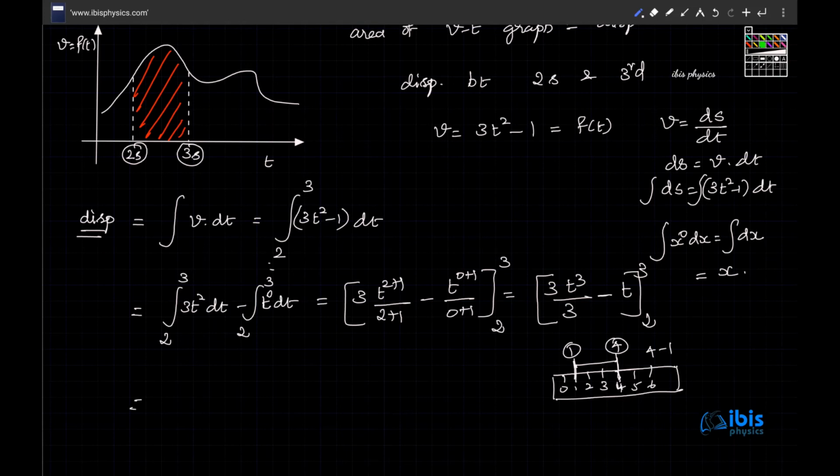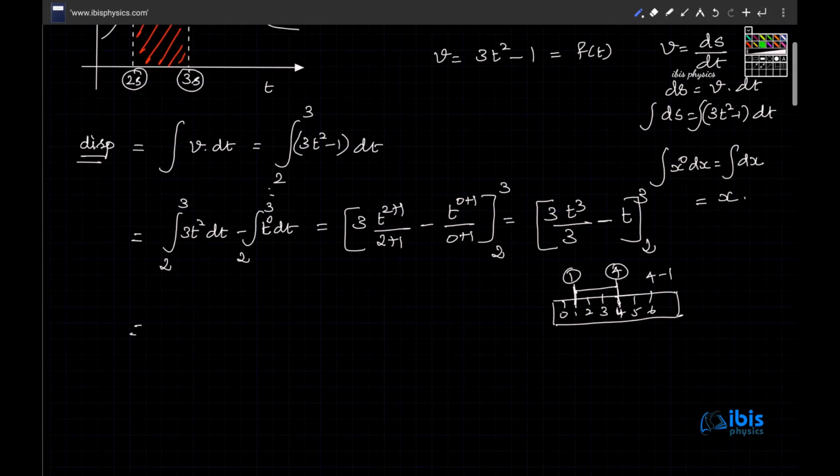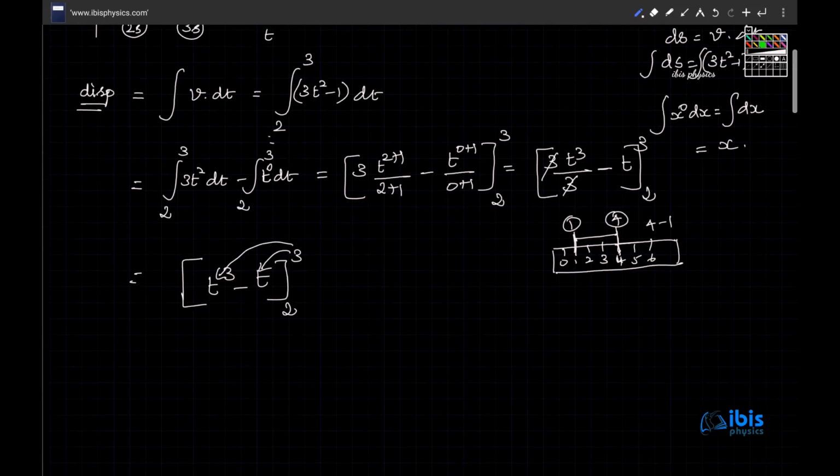In the same way here, the 3 and 3 will cancel. So it is t cube minus t, with lower limit 2 and upper limit 3. In place of the variable with respect to which we integrated, which is t, wherever t appears, first you substitute the upper limit and then subtract the value at the lower limit.